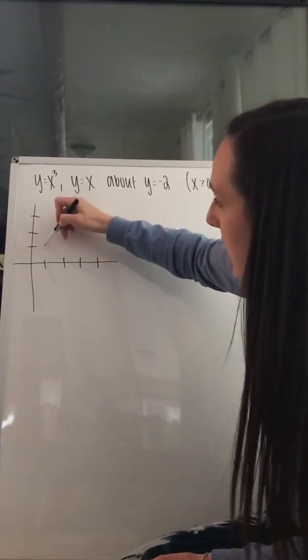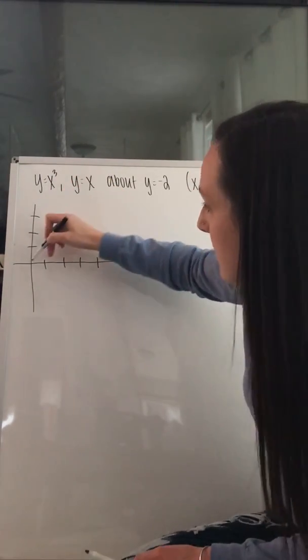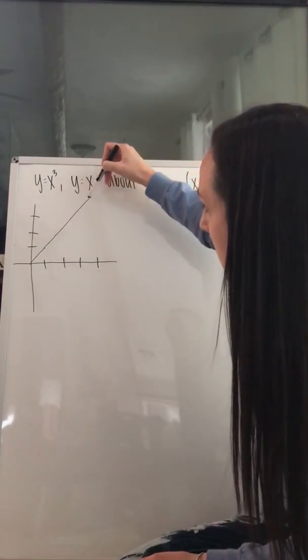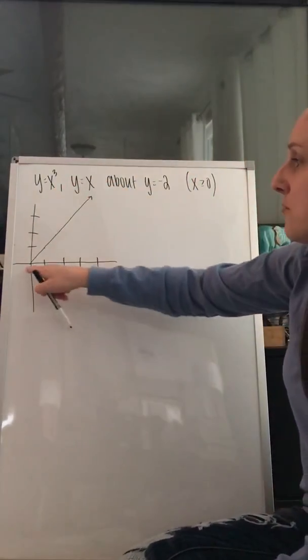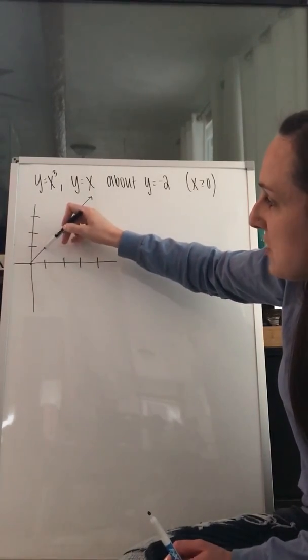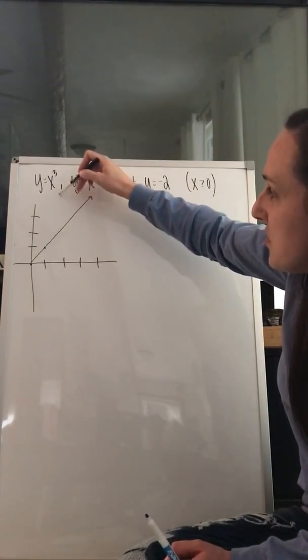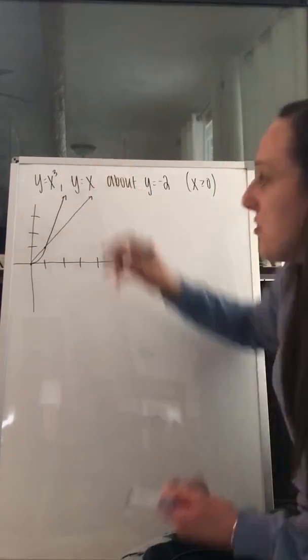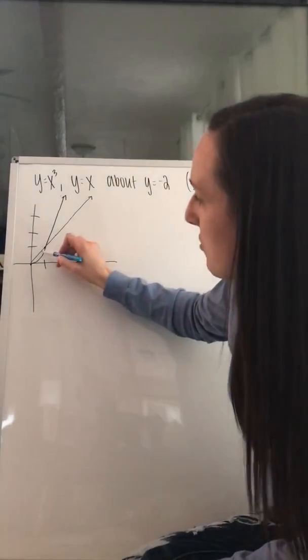So y is equal to x. Here's my y is equal to x line, something like this. See if I can get a little bit more accurate drawing here. And y is equal to x cubed. So 0 cubed is 0, 1 cubed is 1, 2 cubed would be 8. So this would be somewhere up here. So my region is going to end up looking somewhat similar to the last one. So this is what I want to end up rotating.